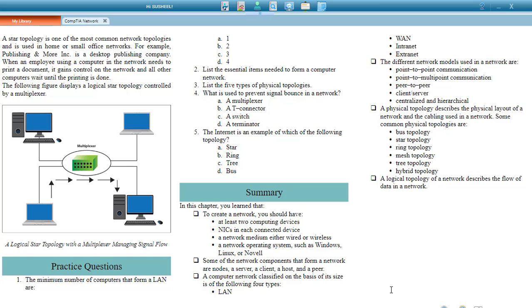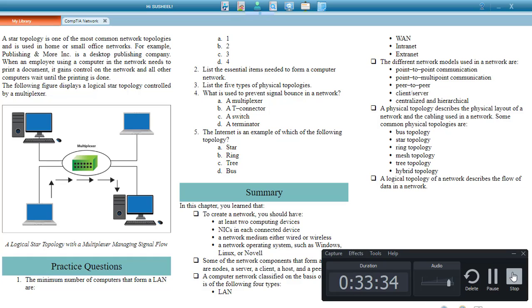For example, Publishing and More Incorporated is a desktop publishing company. When an employee using a computer in the network needs to print a document, it gains control on the network and all other computers wait until the printing is done. The following figure displays a logical star topology controlled by a multiplexer. A logical star topology with a multiplexer.